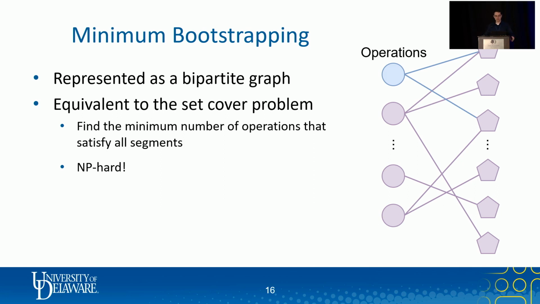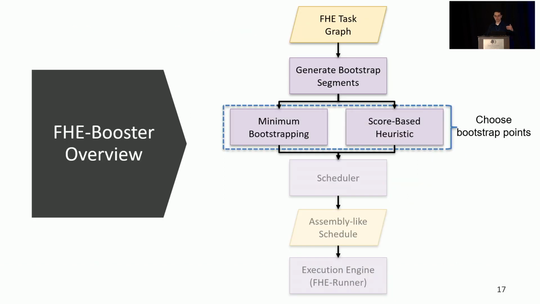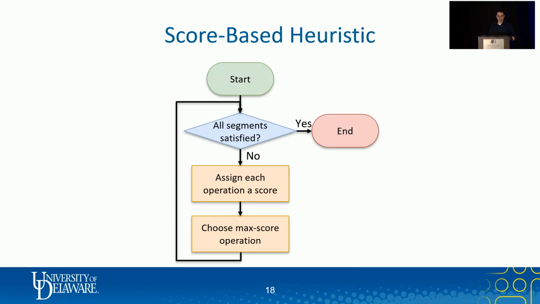So we decided to also develop a heuristic that we call a score-based heuristic to alternatively choose our bootstrap points. And this flowchart explains how that works. So when we start, we just check if all the segments are satisfied, and of course, at the beginning, they won't be. So what we do iteratively is to assign each operation a score. And then whichever operation has the maximum score is going to be chosen for bootstrapping. And we repeat that process until all of the segments have been satisfied. And at that point, we'll know which ciphertext we're going to bootstrap.